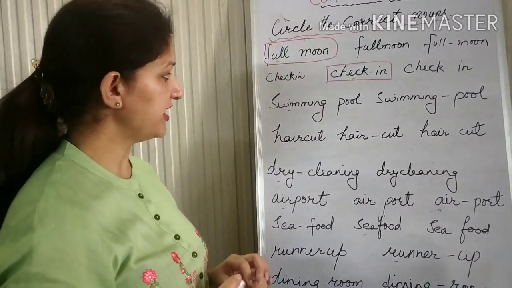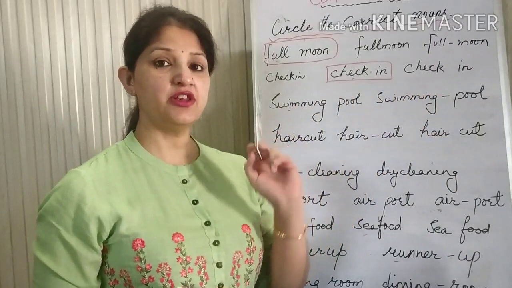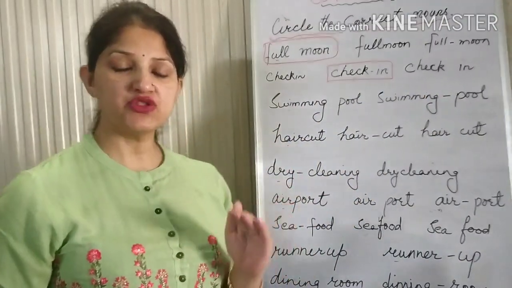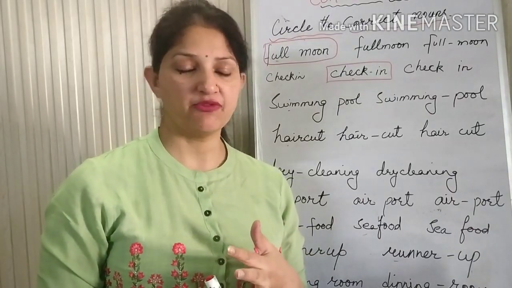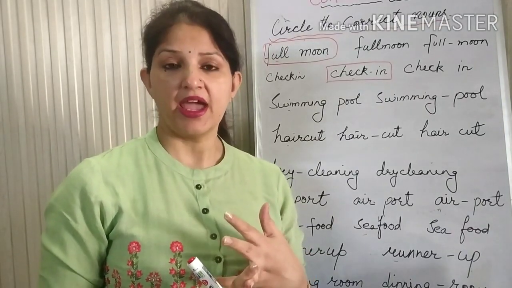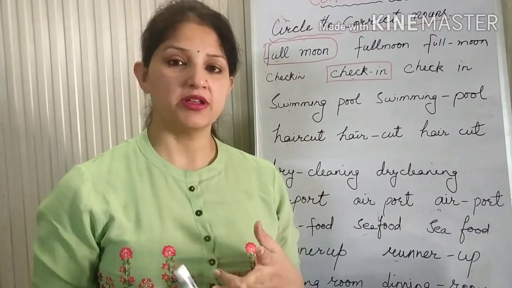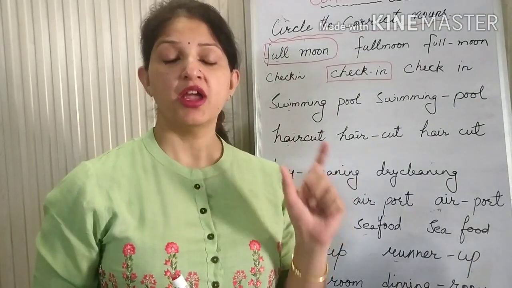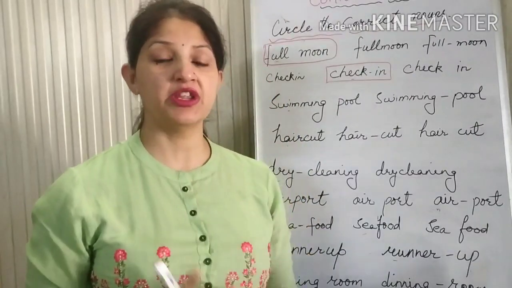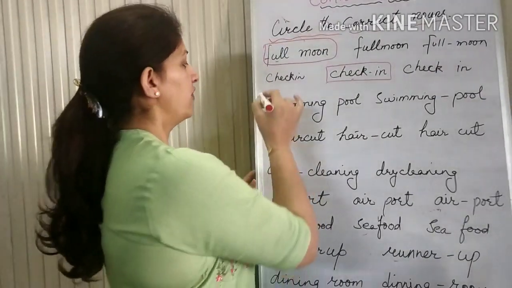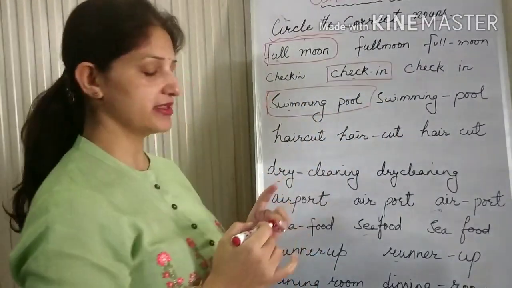Okay. Now the next word is swimming pool. Will there be a space, a hyphen, or no space? First of all, find the main word. Swimming is a verb and pool is the noun, and swimming is telling you about the noun pool. Which pool is it? It is a swimming pool. Again, it is working as an adjective over here. So there will be a space between both the words, and we will circle this as the correct answer.